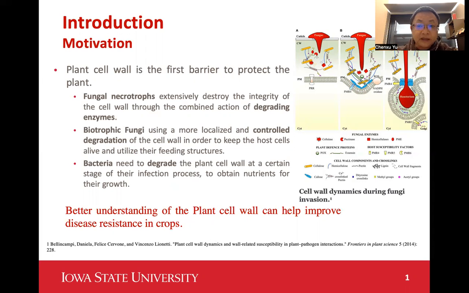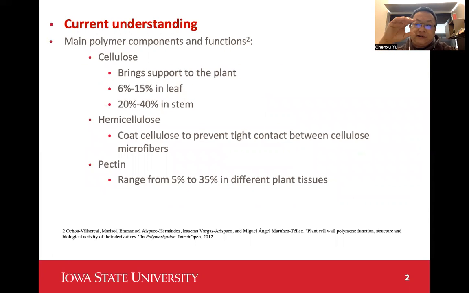And as I mentioned, until today, although we know what is in the plant cell wall, those are mainly polysaccharide-type polymers: cellulose, hemicellulose, and pectin. But we don't really know how they are organized together. So that's one of the goals that we wanted to achieve in this study, to develop a method that allows us to better understand this.